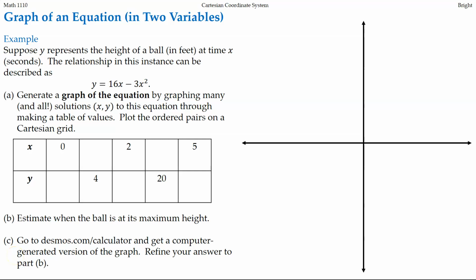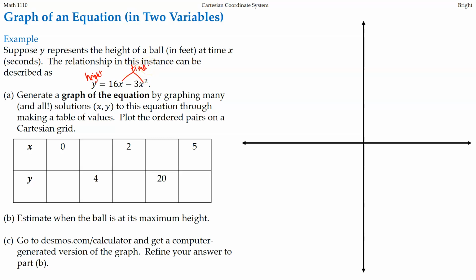Next, we are going to look at the graph of an equation. So we're going to return to the Cartesian coordinate system. What we're going to see here is we are given a little bit of a context: the height of a ball at time x, instead of t. We're given that the height of the ball, which is y, and both of these x's represent time.